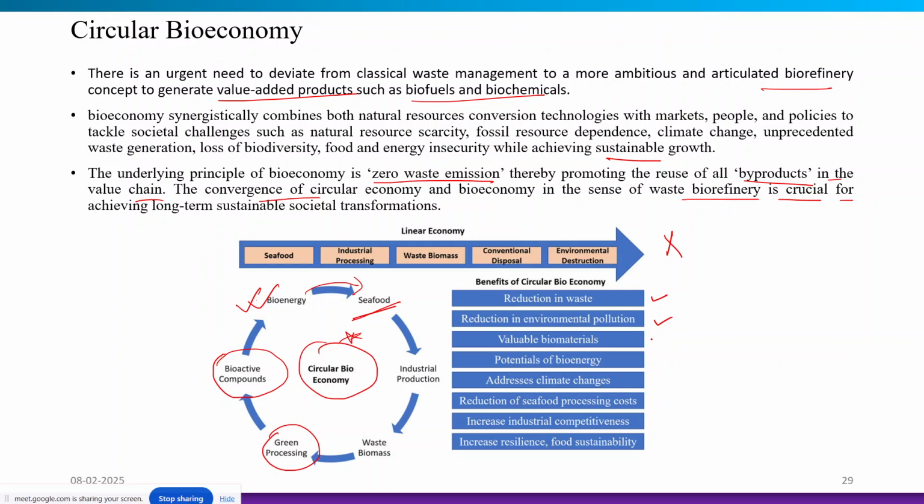Here it produces valuable biomaterials or biochemicals. There is a potential source of this bioenergy because we are not simply discarding the waste biomass, we are utilizing the waste biomass in the chain, and we are valorizing the waste biomass into bioenergy. Also, it addresses the climate change issues. Reduction of the seafood processing cost because we are using the same bioenergy for the growth of the seafood, and increase industrial competitiveness, increasing the resilience and food sustainability of the system.